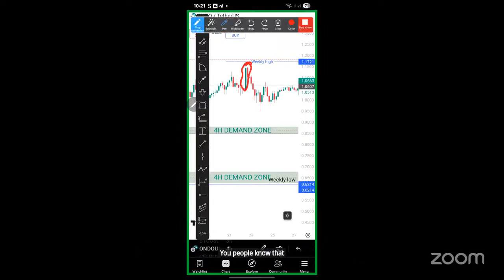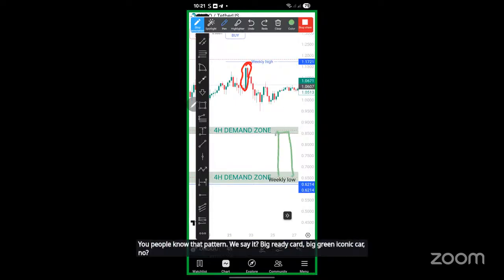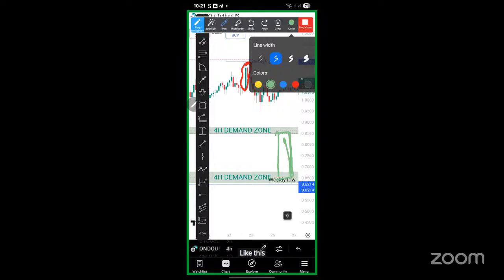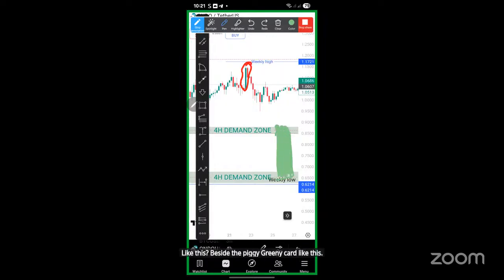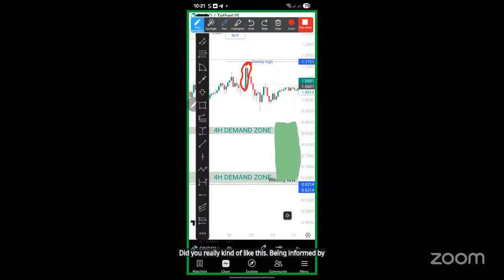We said a big green candle like this, being followed by a red candle like this. What is the name of the pattern?